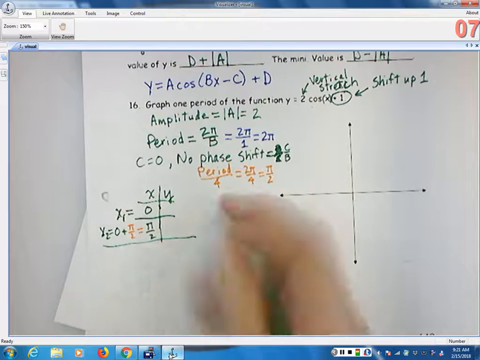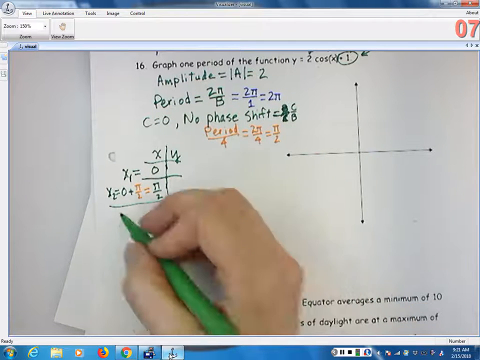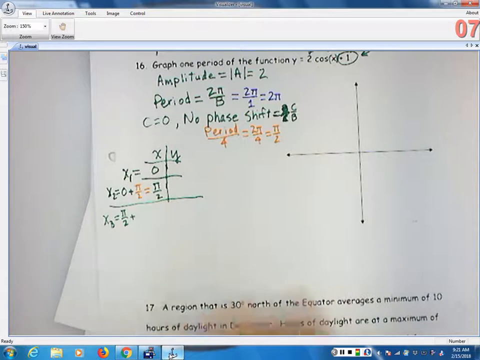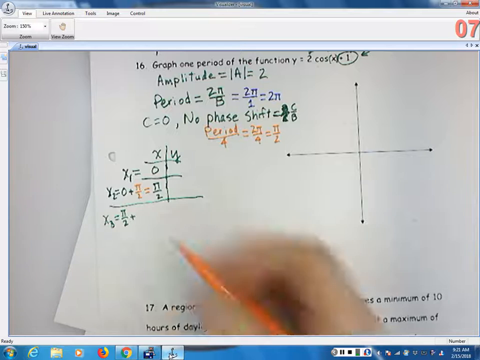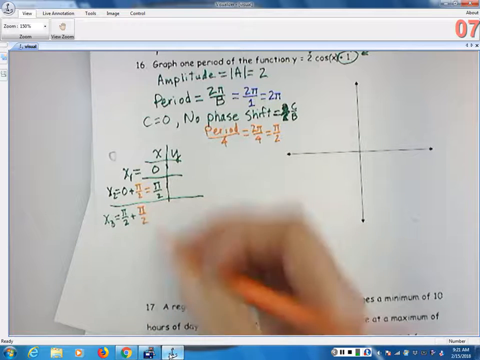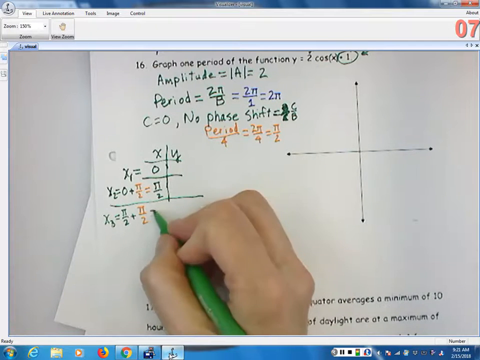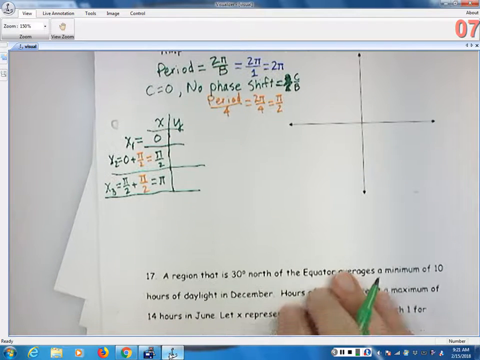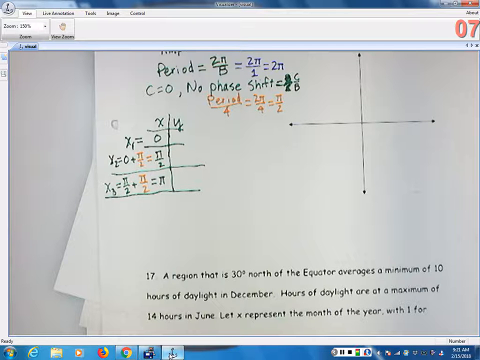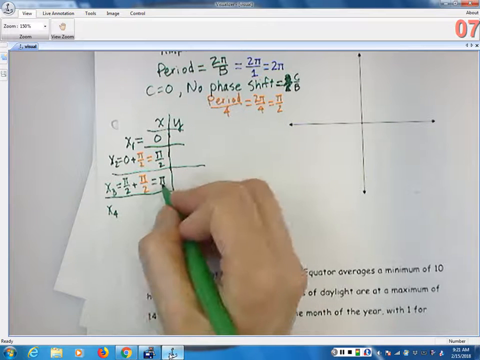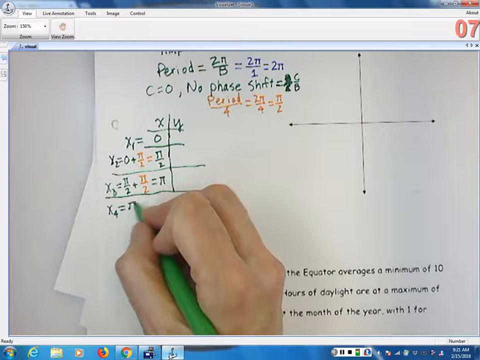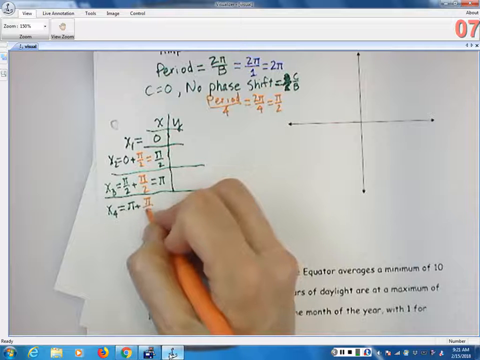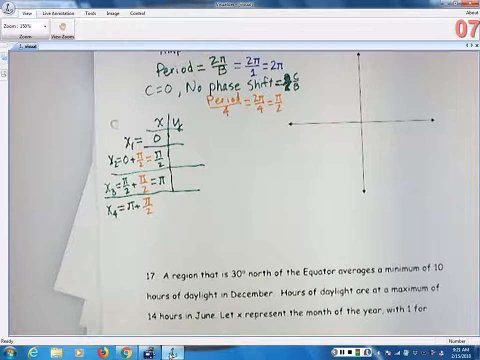And then you continue adding pi over 2. So X3 is pi over 2, the period divided by 4, plus pi over 2 is pi. I'm switching colors. So this is the period over 4. And X4 is going to be the previous value of X, pi, plus another pi over 2. That's 3 pi over 2.